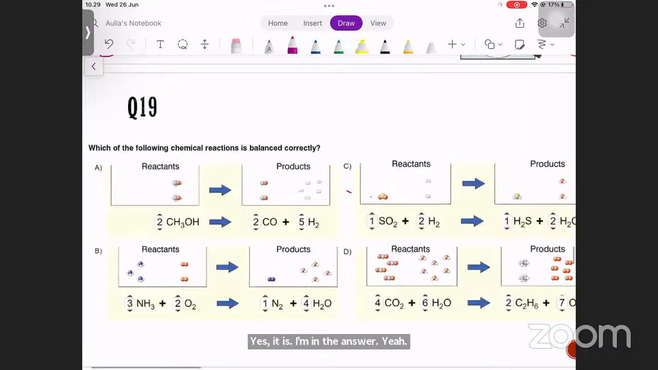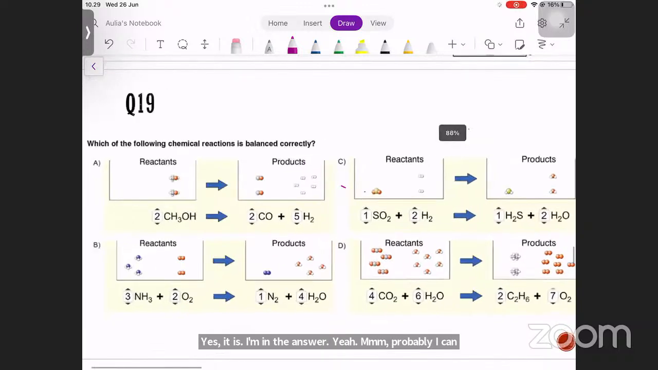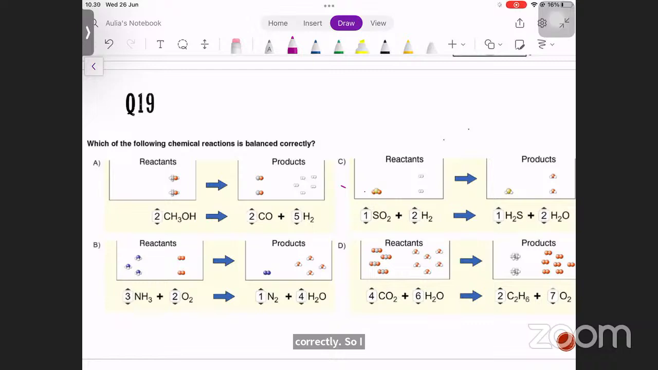Probably I can continue to question number 19. Which of the following chemical reactions is balanced correctly? Excuse me. So I will leave it to you, everyone. All right. Please try to count the number of each element in each reaction. Remember, the number of elements in reactants and products must be the same. So, which one do you think is the correct answer for question number 19, everyone?